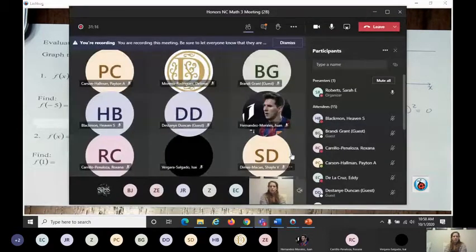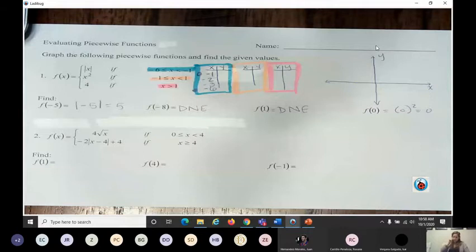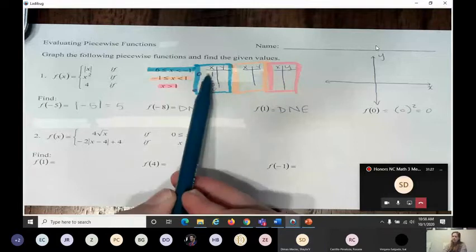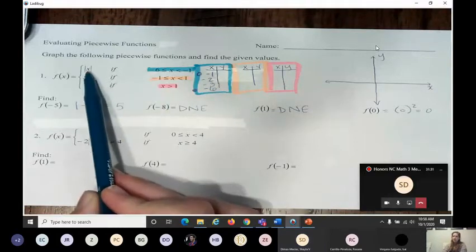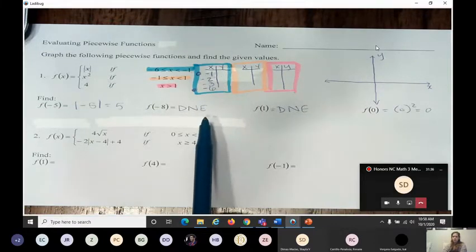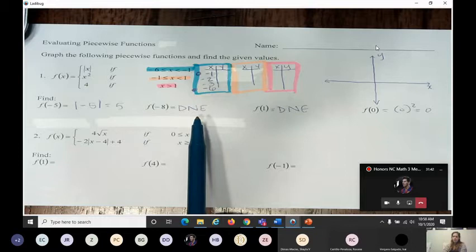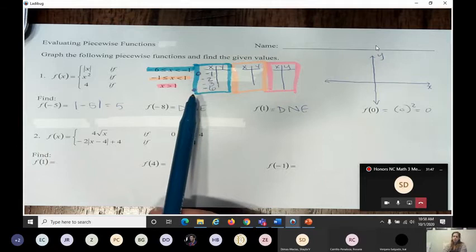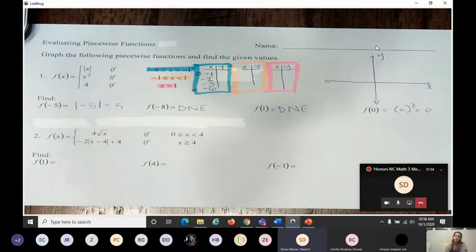Let's see, who have I not called on? Shayla, are you there? Yes. Okay, so Shayla, we're sticking each of these values into this absolute value of x function. Can you tell me what the result will be for each of them? So what's the absolute value of -1? I don't know. So what does absolute value do? If I stick a number in there, what does it do to it?